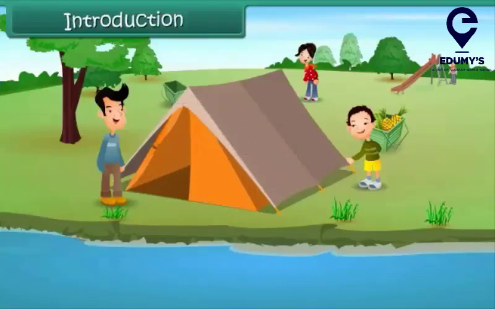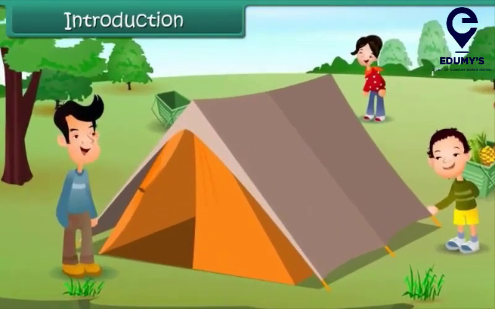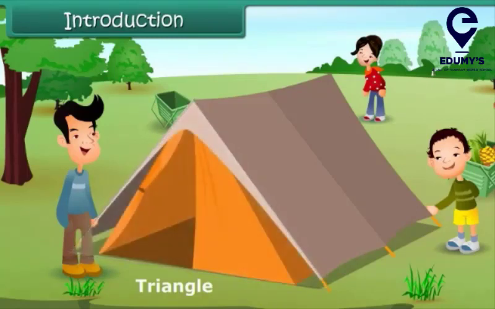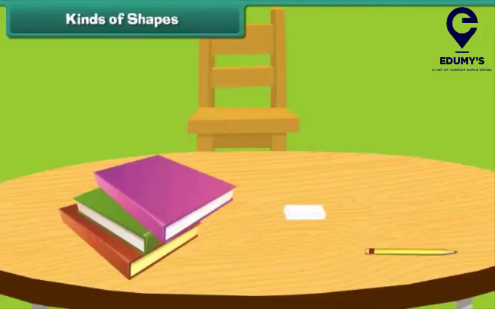Introduction. Vasu has gone camping with his family. He's helping his father pitch tents in an open area near the river. While doing so, he realizes that the tent looks like a triangle. In this lesson, you will learn about plane and solid shapes, and kinds of lines.